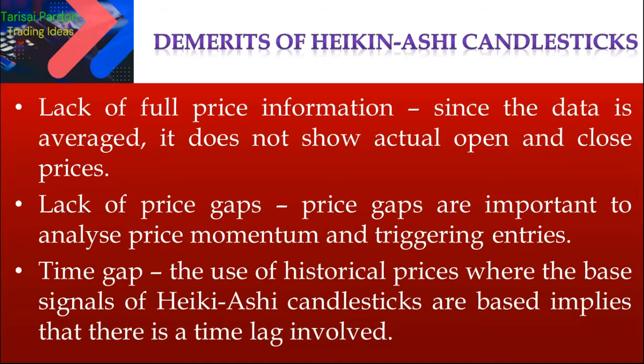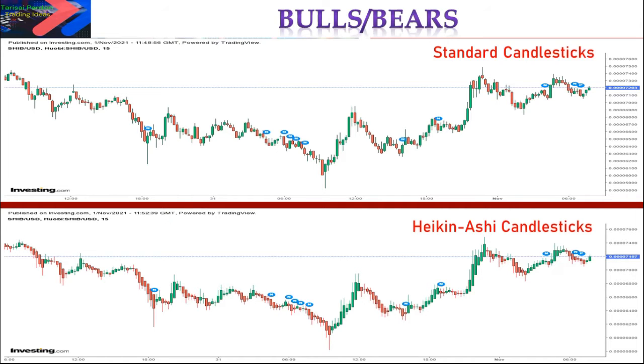The time gap, which is the use of historical prices as the base signals for the Heikin Ashi Candlesticks, also implies that there is a time lag involved in our stock price movements, so we may not be able to take decisions as quickly as might be required by the market.